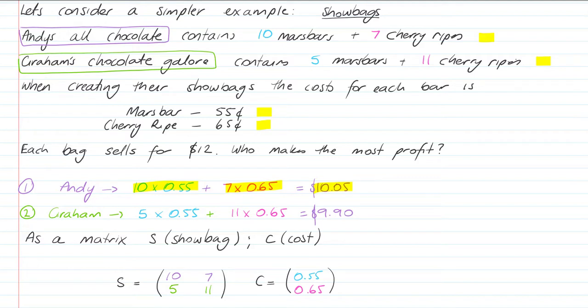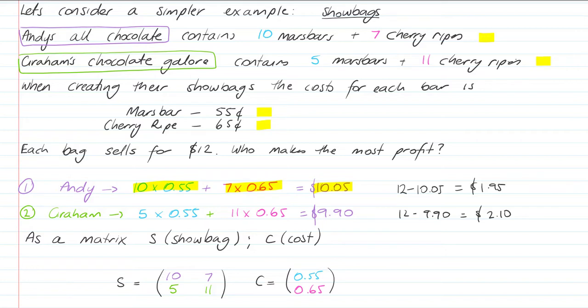Graham clearly makes the most profit, and I can do that little subtraction as well. So I can say, well, 12 minus 10.05, that's equal to $1.95 profit, or 12 minus 9.90, that's equal to $2.10 profit. So I can work out the profit. Problem solved. Who needs matrices? Go away, Mr. Manson.